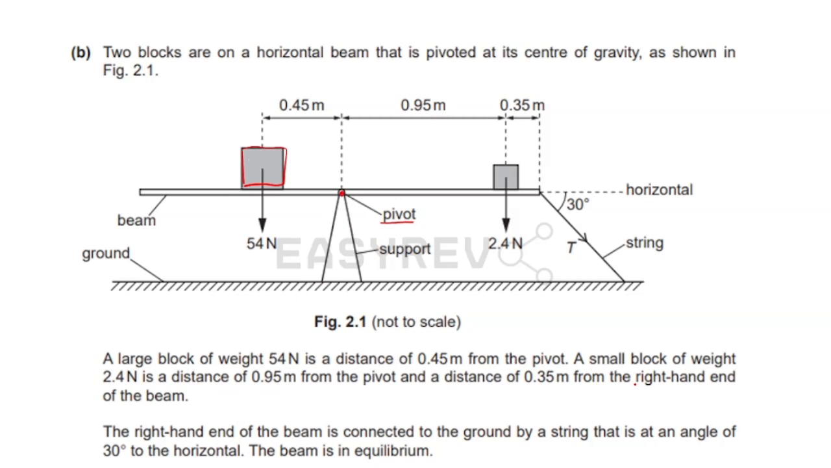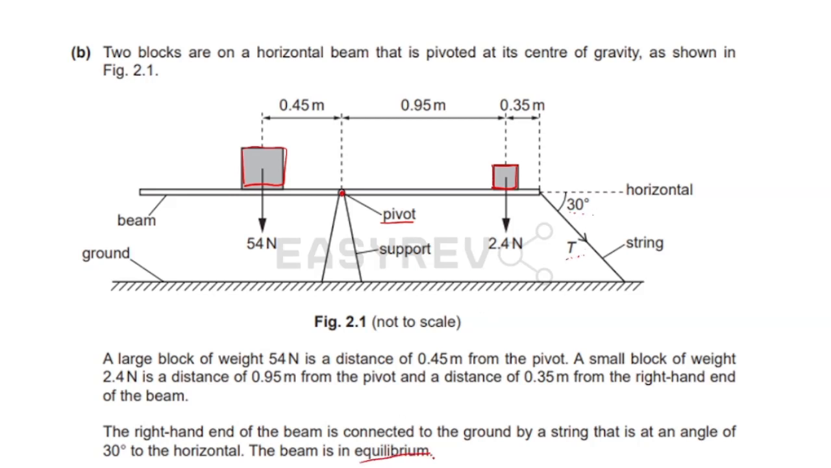A small block of weight 2.4 newtons is a distance of 0.95 meters from the pivot and a distance of 0.35 meters from the right hand end of the beam. So they're talking about this small block now. The right hand end of the beam is connected to the ground by a string that is at an angle of 30 degrees to the horizontal. So we're referring to this tension T here. And the beam is in equilibrium.